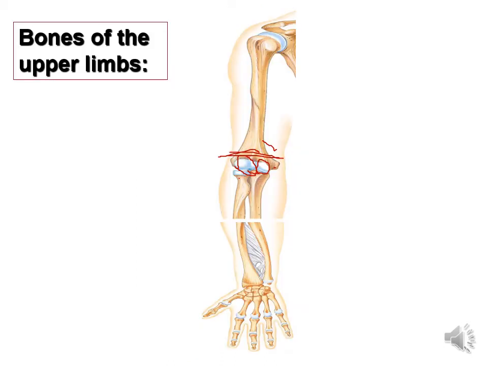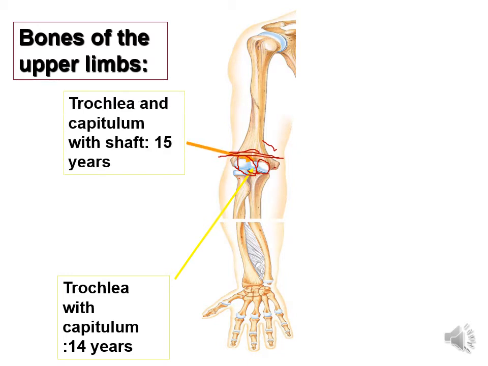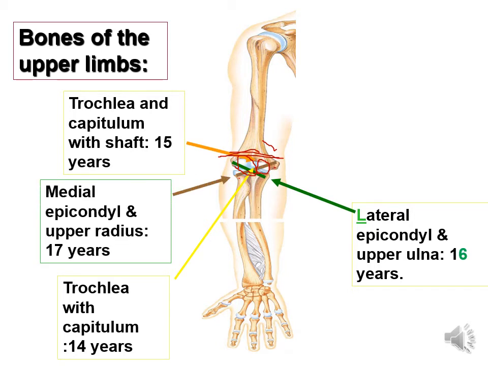Okay, to summarize, to wrap up, the bones of the upper limb: trochlea and capitulum unite together at the age of 14 years. They unite with the shaft of humerus at the age of 15 years. Lateral epicondyle, on the lateral side, and its opposite, the upper head of ulna, unite at 16 years, as in the green line. In the brown line, I can see the medial epicondyle uniting with the shaft at 17 years, the same age that the upper head of radius unites with its shaft.